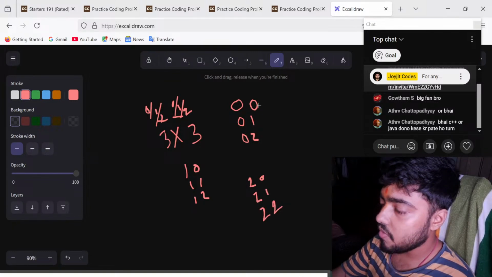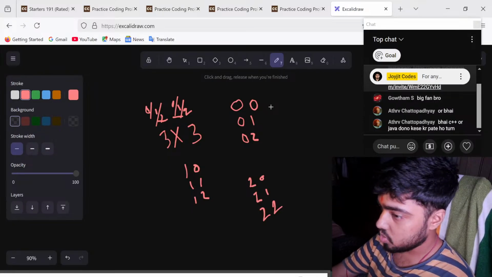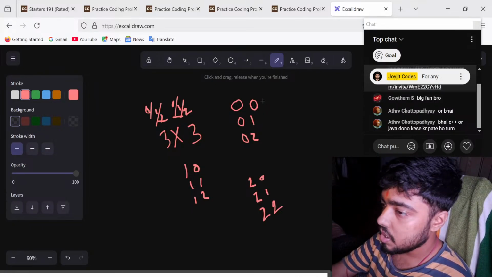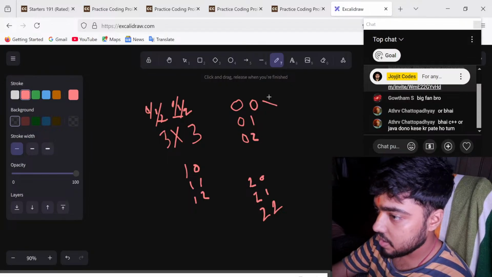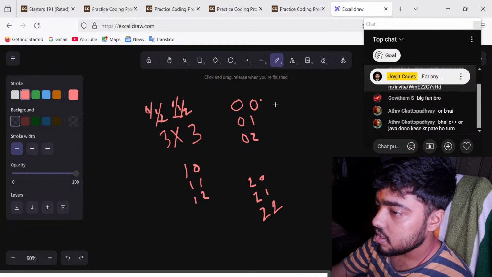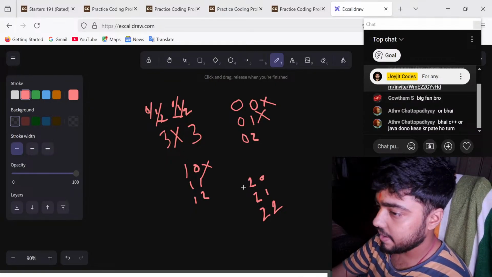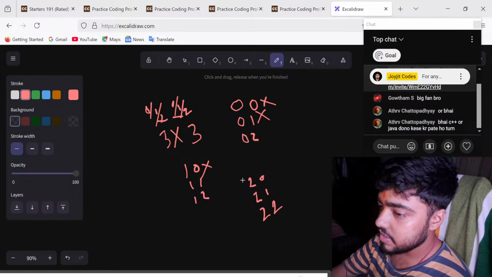How many conditions won't be satisfying? The sum which is having less than 2, that is 1 or 0. This is not going to satisfy. I'll use red, I think red is okay. This will not satisfy, this will not satisfy, this will not satisfy. And everything else will satisfy, right?